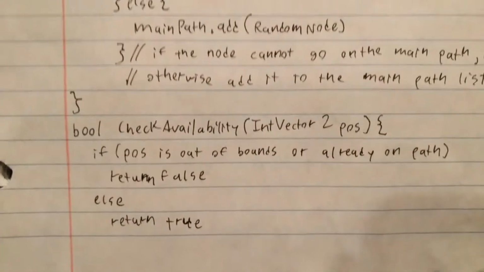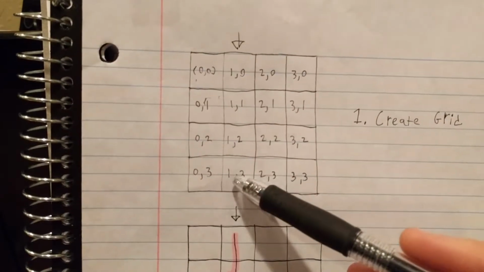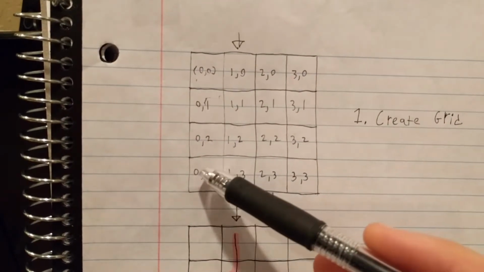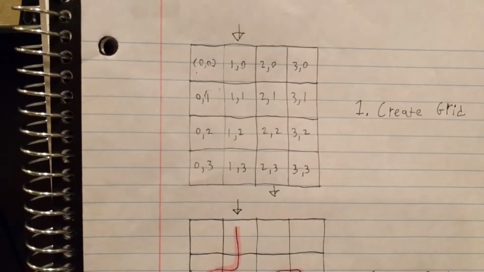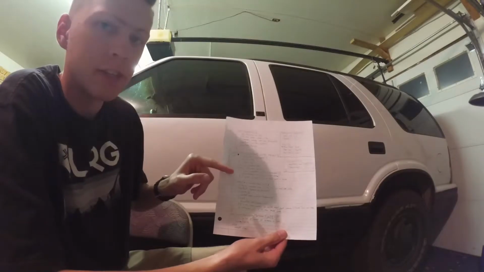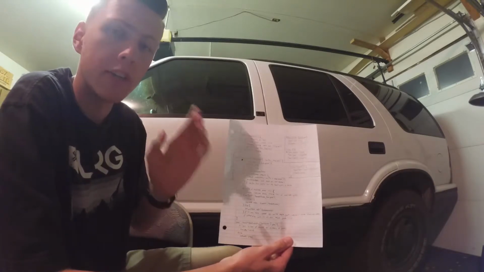And the other thing it checks for is if the adjacent tile has already been on the path. So if we were on this tile and we wanted to look back at this tile, we might see that this tile is already on the path. So that'll return false. And so with that, we'll have a list of available nodes. And so again, an available node is a tile that is on the grid but is not on the main path yet.